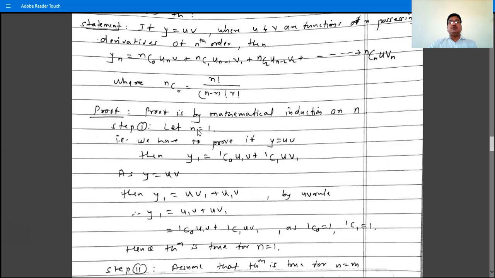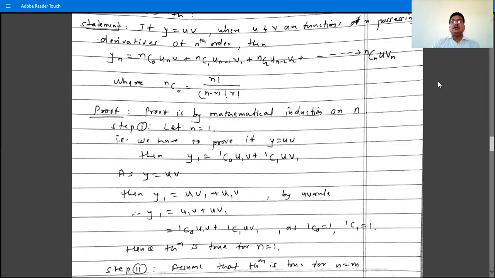So for the first step, we have to prove the result is true for, suppose, n is equal to 1. So let n is equal to 1. What do we have to prove then? Substitute n is equal to 1 in this theorem. So we have to prove that if y is u into v, then y1 is equal to 1C0 u1 v plus 1C1 u v1. Here n is 1, so 1 minus 1 is 0, so we don't write 0; it is u v1. So we have to prove this.